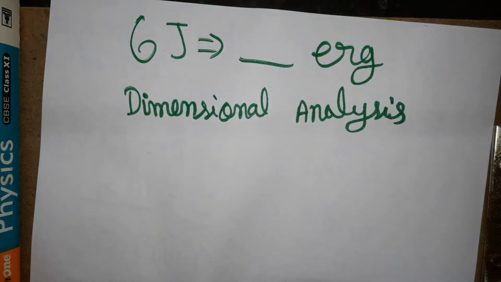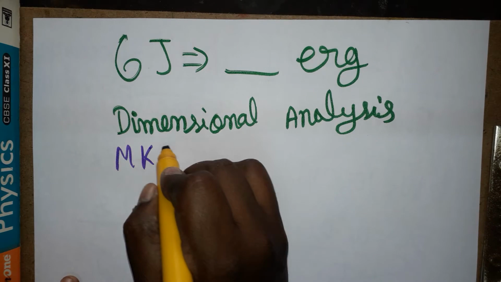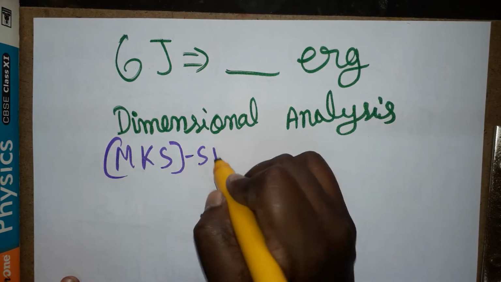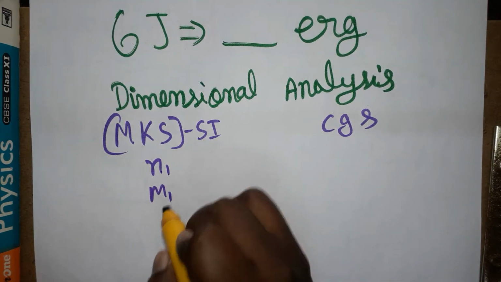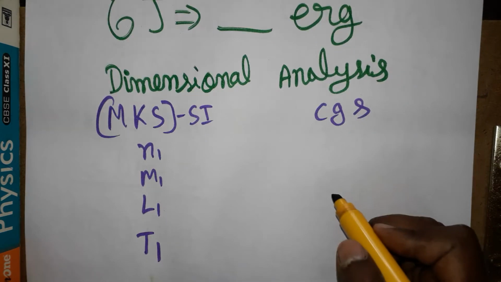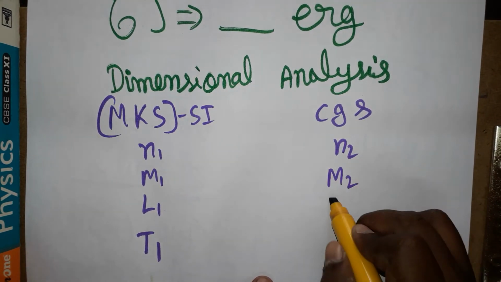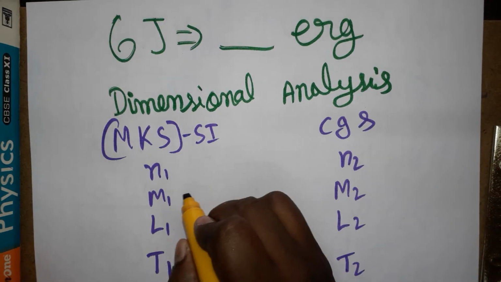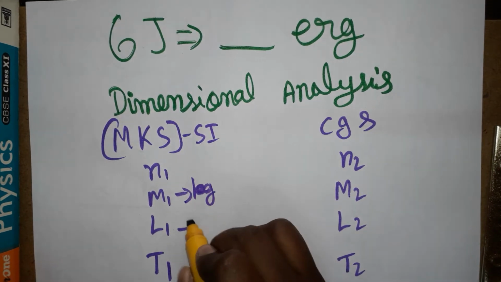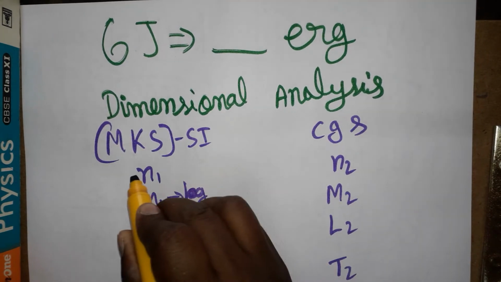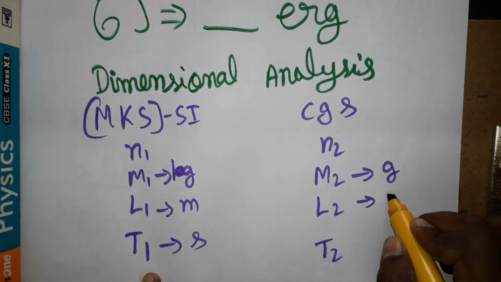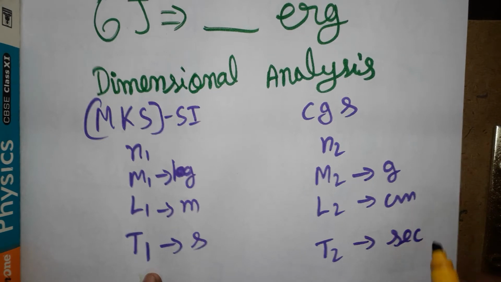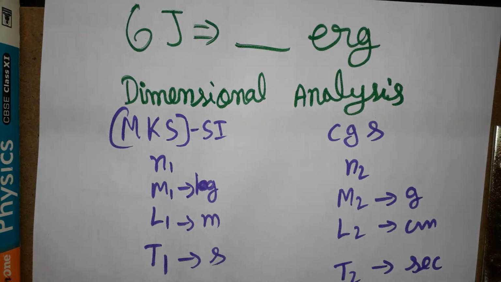Okay, first I am differentiating between two systems of units. One is the MKS system, which follows SI units. Another one is the CGS system, centimeter gram second. So n1, M1, L1, T1 here, n2, M2, L2, T2. It is going to be kilogram, meter, second, because the MKS system is meter, kilogram, second. Here this M is representing gram, this L is representing centimeter, and this T is representing second. Now we are going to learn this relation using the dimensional analysis concept.